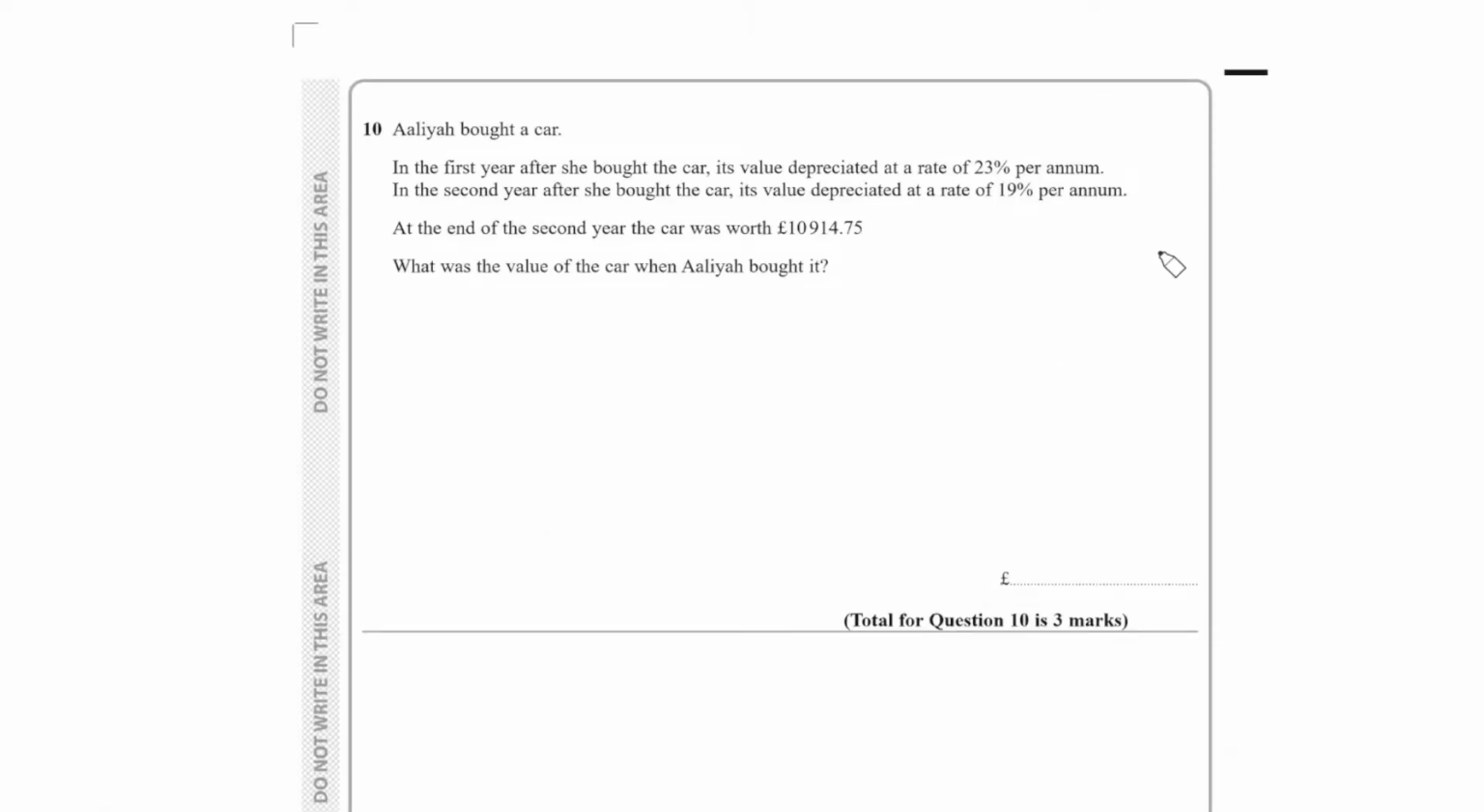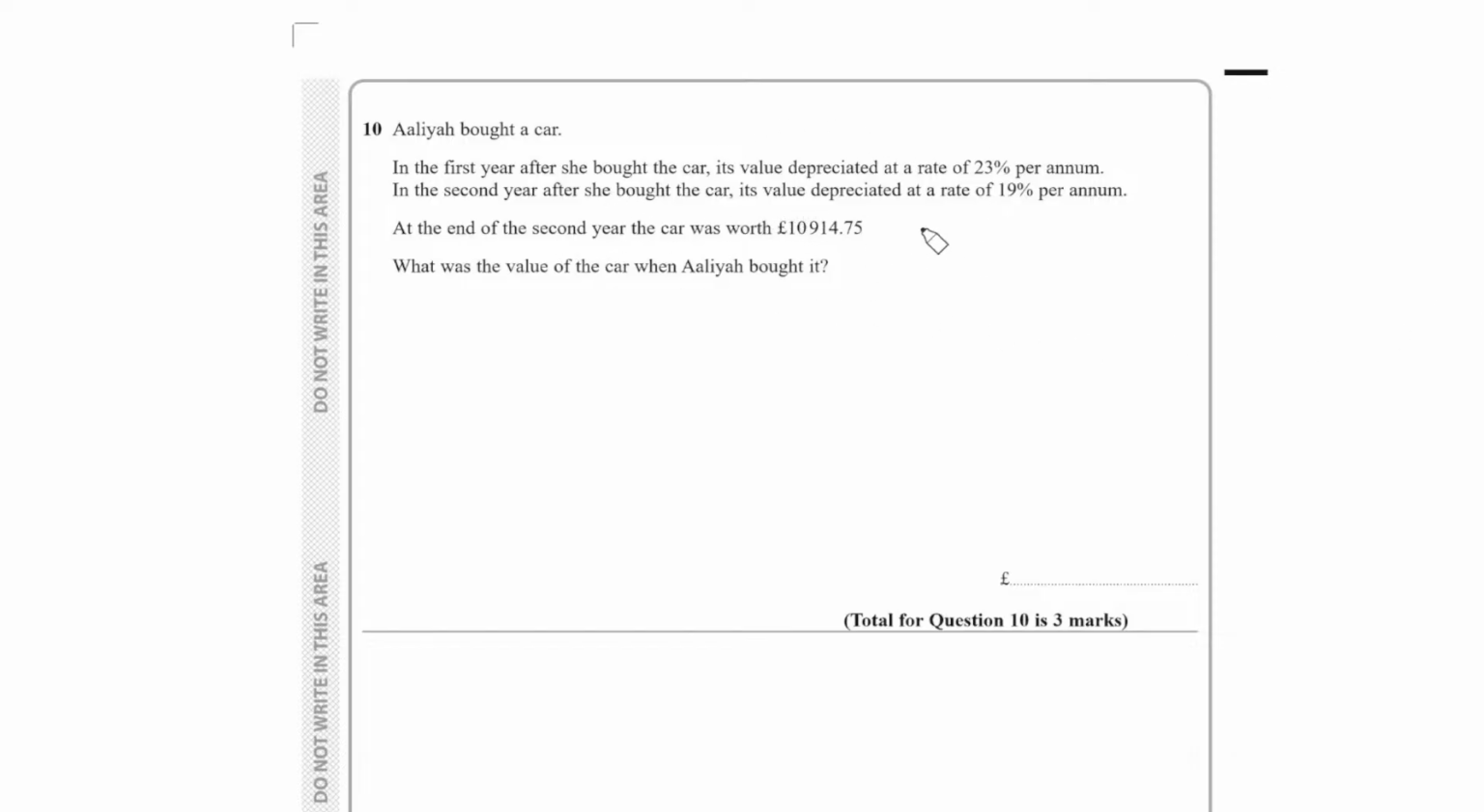Okay, next one, question 10. So Aaliyah bought a car. In the first year after she bought the car, its value depreciated at a rate of 23% per annum. In the second year, its value depreciated at a rate of 19% per annum. At the end of the second year, the car was worth £10,914.75. What was the value of the car when Aaliyah bought it?